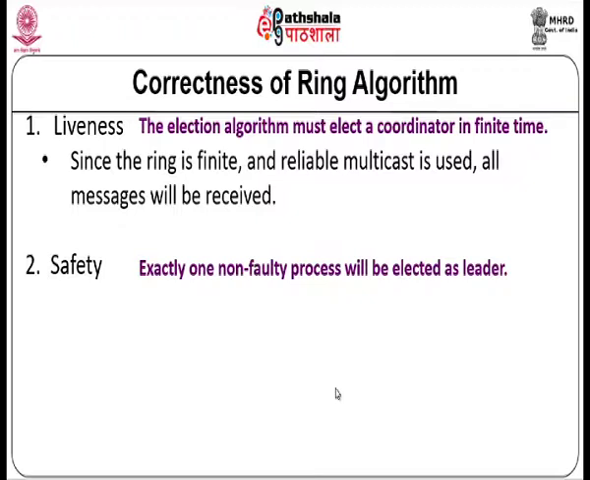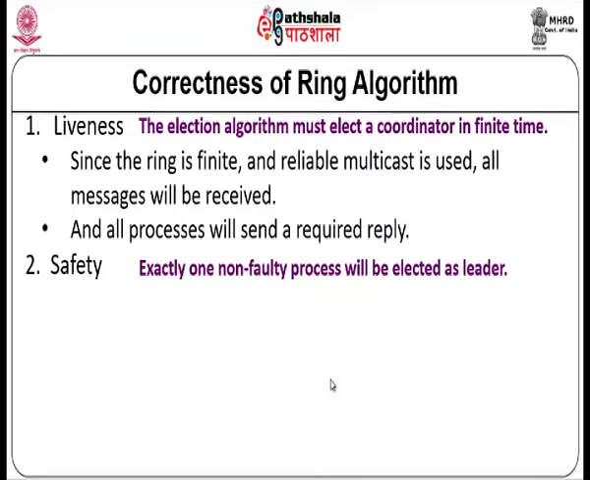Therefore, we say that we know the amount of time, we can calculate the amount of time communication will take. If any node like our P30 starts an election message, then we know that it will do the whole round around the ring and will come back to P30 or go through P30 in a finite time. So, therefore, our liveness criteria says that we should be able to elect a coordinator in finite time.